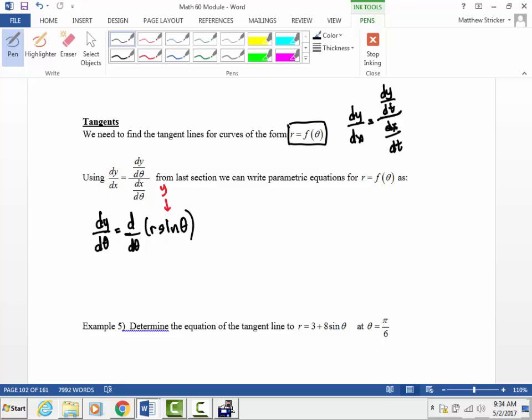What rule do we need? Chain rule. No. The product rule. Function times a function, we need a product rule. So if I take its derivative, it's the first times the derivative of the second plus the derivative of the first times the second. Yeah?